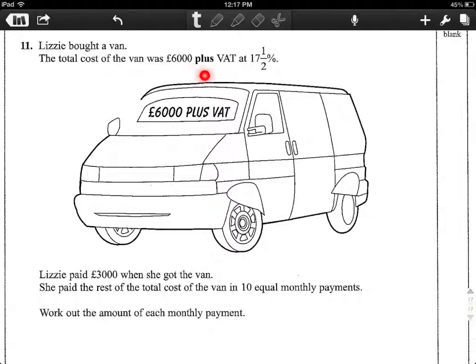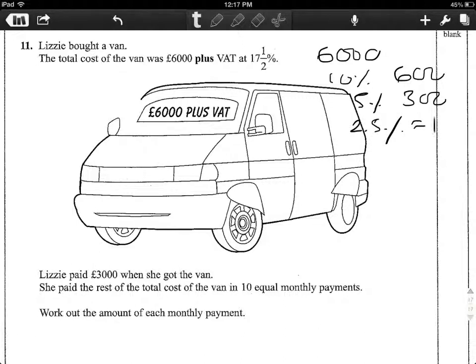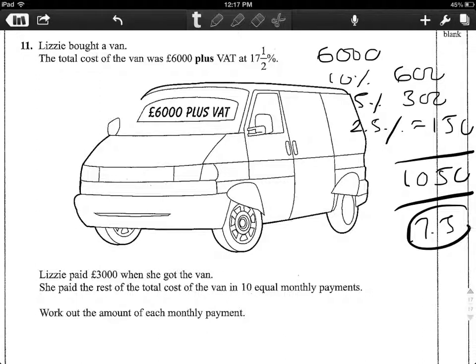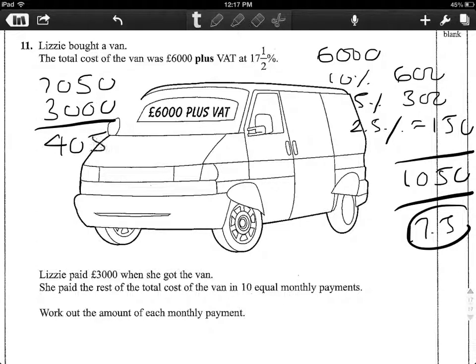The total cost of the van was 6,000 plus 17.5%, so it's 6,000. So 10% equals 600, 5% equals 300, 2.5% equals 150. So 17.5% comes to 1,050. Now, so we've paid off 3,000, so sorry, the total cost, so we've got 1,050 VAT and 6,000, so the total cost is 7,050, but we take off 3,000, that leaves me 4,050.